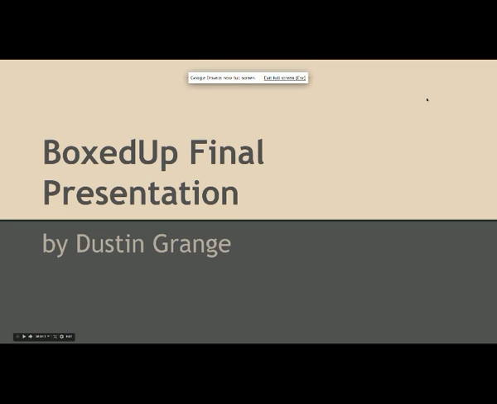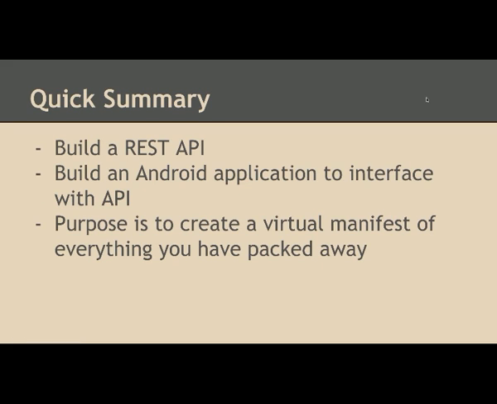My name is Dustin Grange, and my project was Boxed Up. A quick summary of my project is I wanted to create a REST API as the backend service for an Android app. I chose to split my project up into these two parts as I eventually want to add a web interface to communicate also with my API.